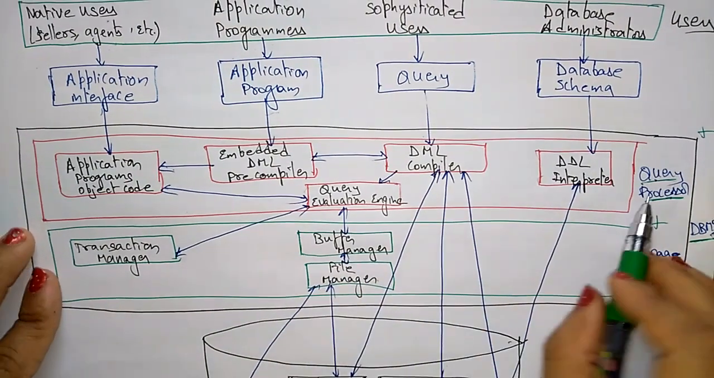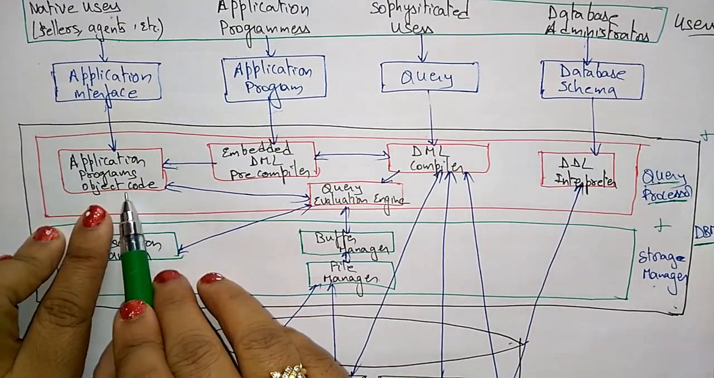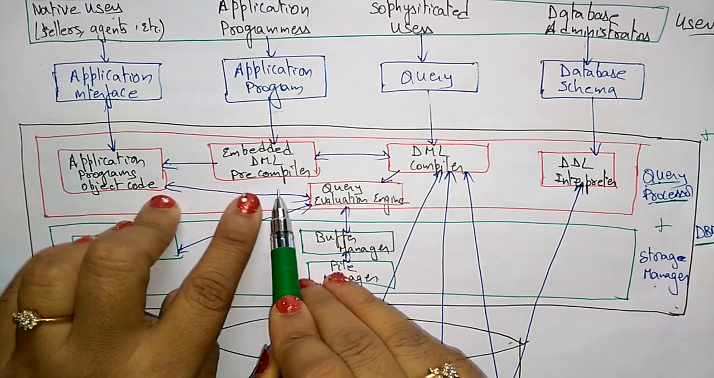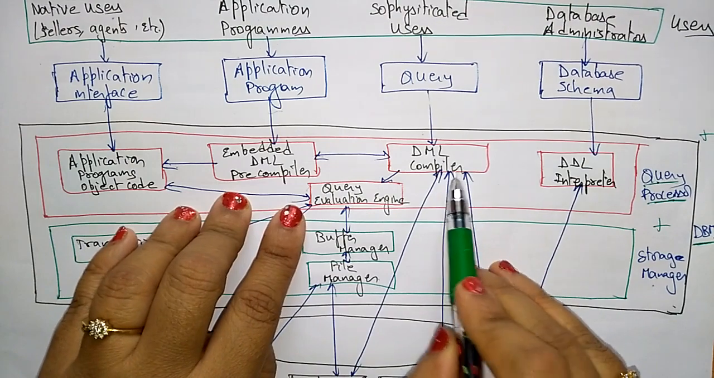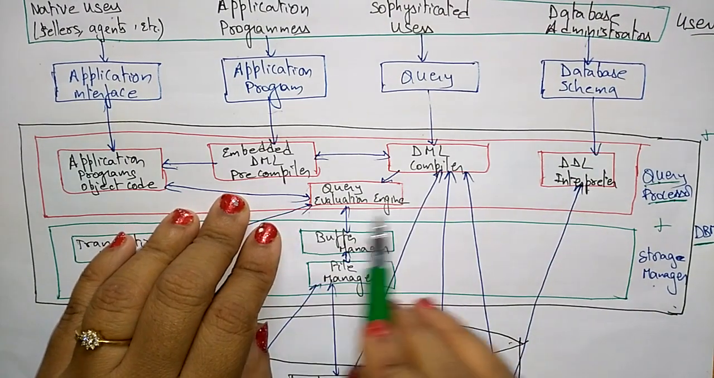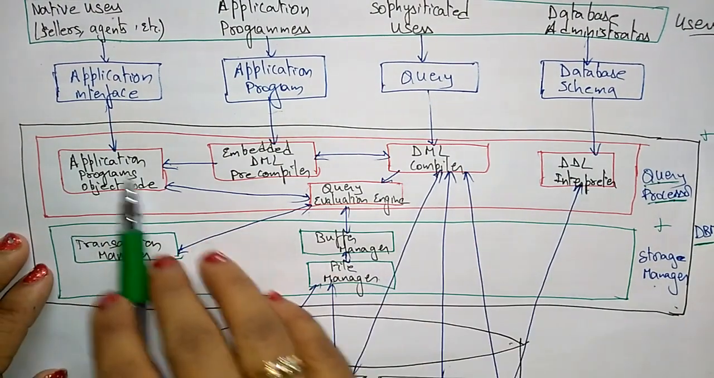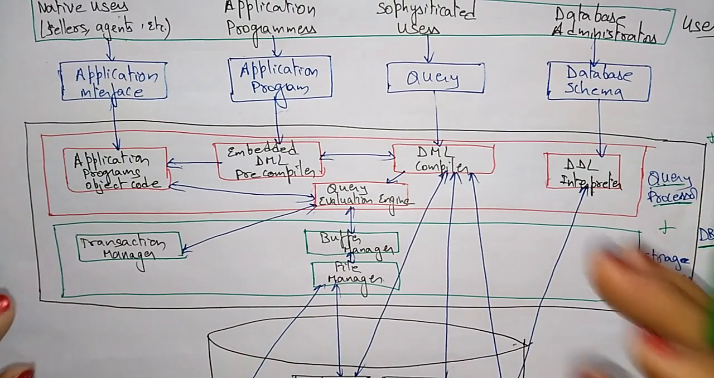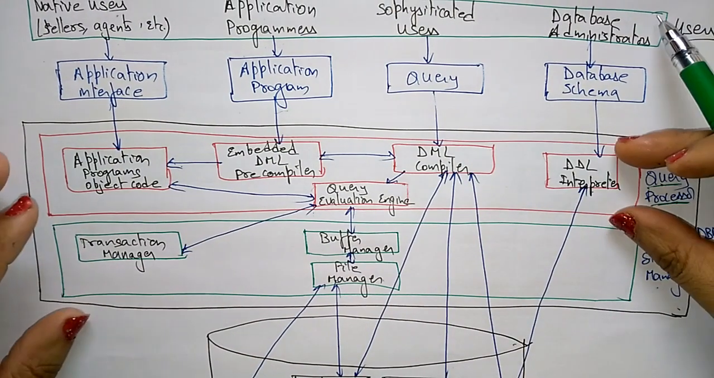Now the query processor has the application programs object code, the embedded data manipulation language pre-compiler, the data manipulation language compiler, the data definition language interpreter, and a query evaluation engine. I'll explain all of this in the coming videos. So you have to note that this is the query processor.